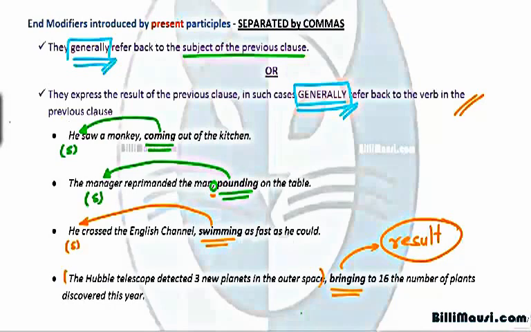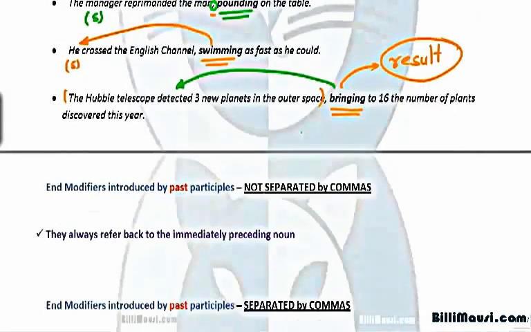So basically, bringing is referring back to the act of detection. The act of detection is bringing the number to 16. So I hope it's clear over here. It is a little more difficult than the earlier ones and you need to analyze them better. However, do not worry, we'll be discussing many more questions where you'll be able to clarify your concepts. So let's move to the next one.